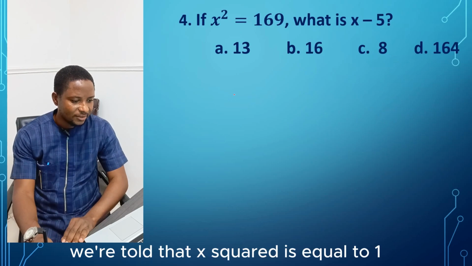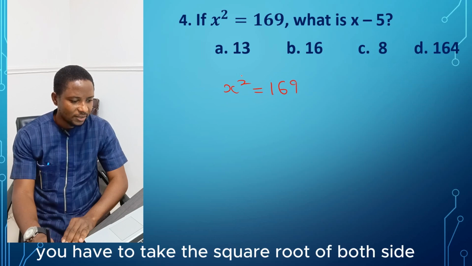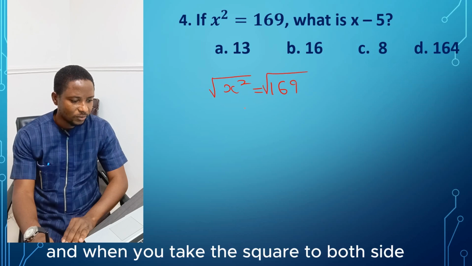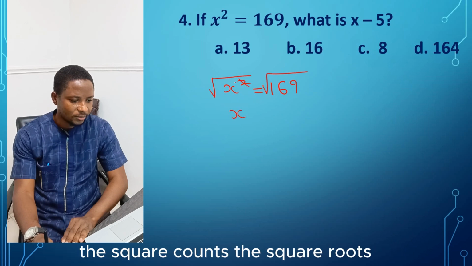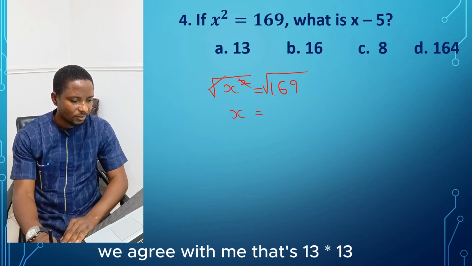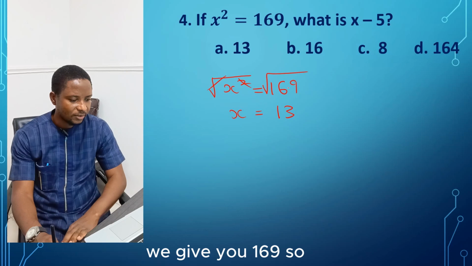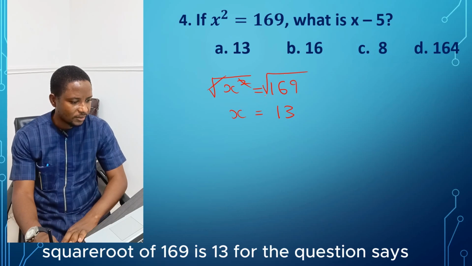We're told that x squared is equal to 169. To find x, you have to take the square root of both sides. When you take the square root of both sides, the square cancels the square root. And if you know your perfect squares, you will agree with me that 13 times 13 will give you 169. So the square root of 169 is 13.